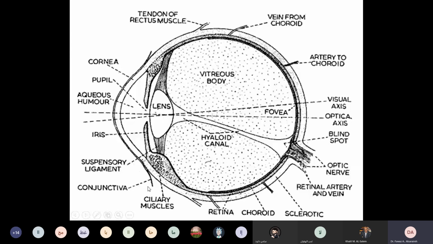الانتيريور segment يعني القطعة الأمامية من العين can be divided by the iris into an anterior chamber which is the volume of space anterior to the iris and posterior to the endothelium of the cornea. وفي عندنا a small slit area we call it the posterior chamber which is located ما بين اللينس والiris أو بين ciliary body processes والiris.